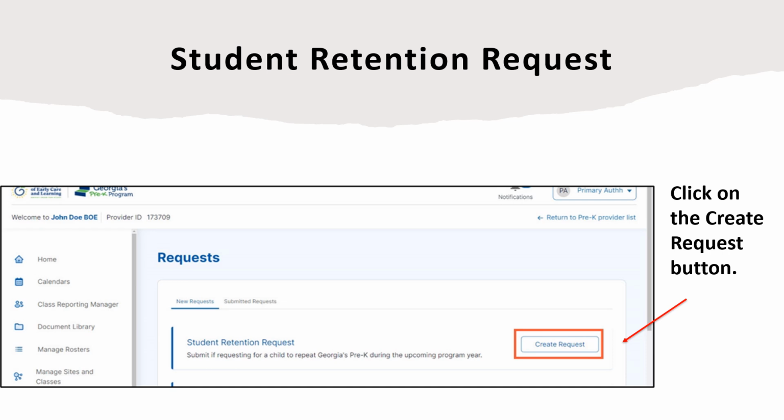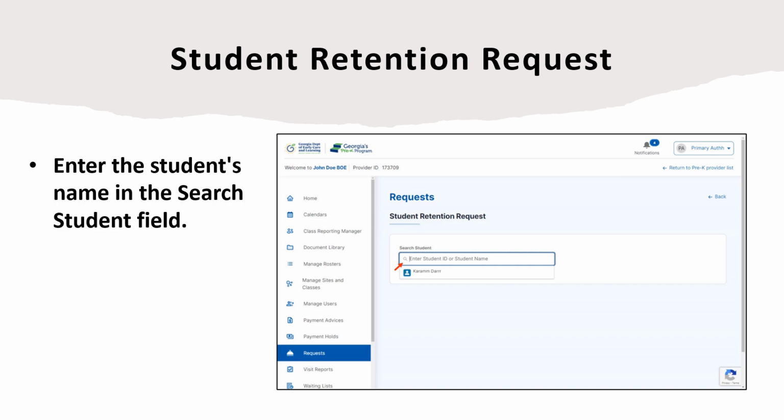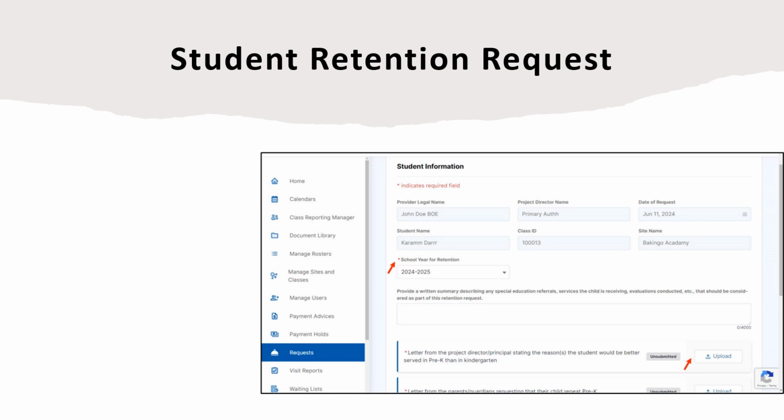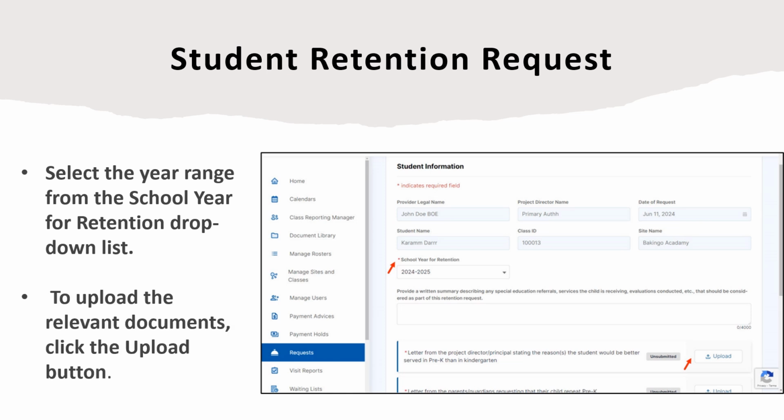On the Student Retention Request tile, click the Create Request button. Please note, in order to submit a student retention request, the student must be entered under the Class Reporting Manager. Enter the student's name in the Search Student field, then select the student from the results list. Be sure to select the year range from the school year for retention drop-down list. To upload the relevant documents, click the Upload button.